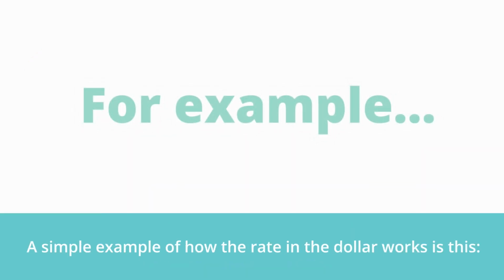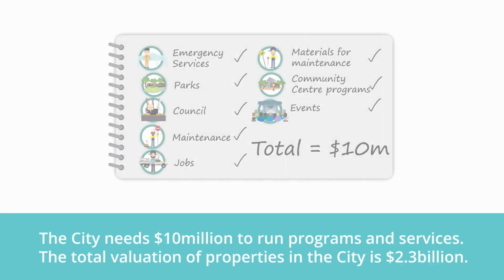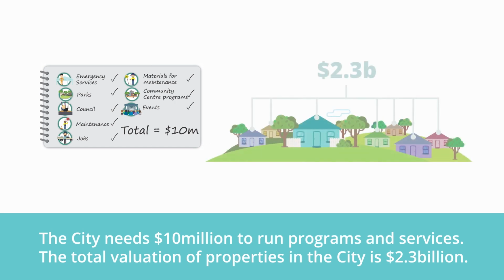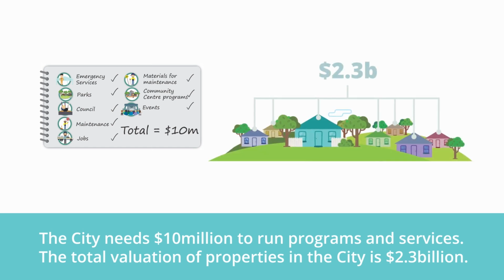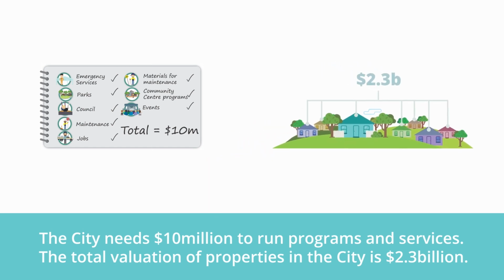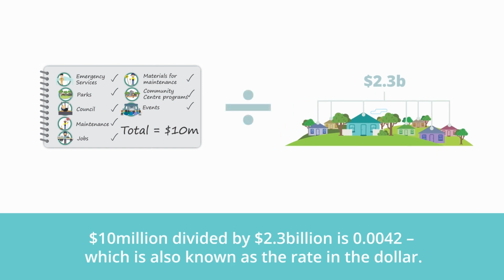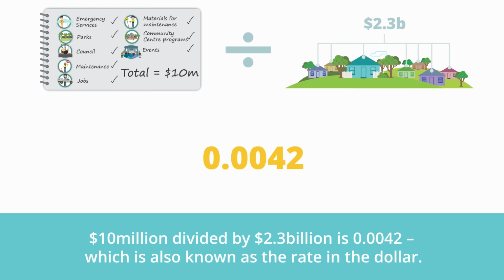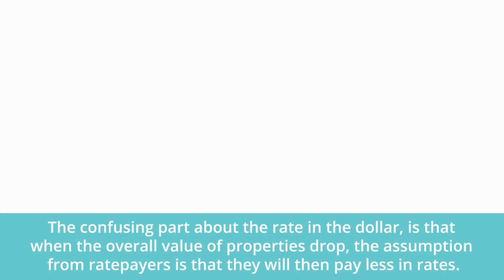A simple example of how the rate in the dollar works is this. The city needs $10 million to run programs and services. The total valuation of properties in the city is $2.3 billion. 10 million divided by 2.3 billion is 0.0042, which is also known as the rate in the dollar.